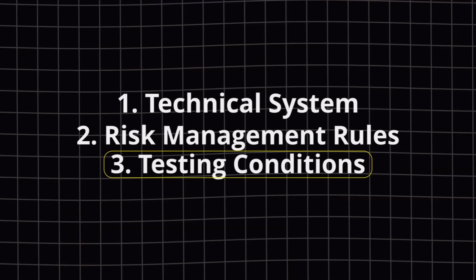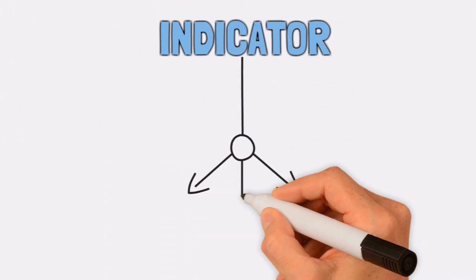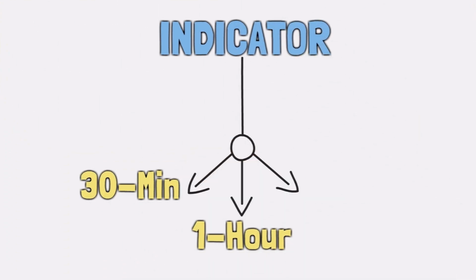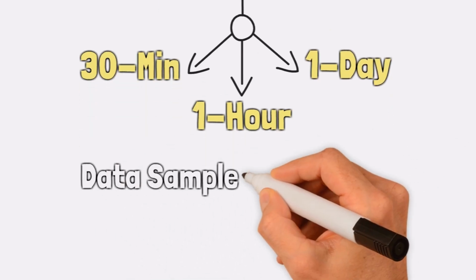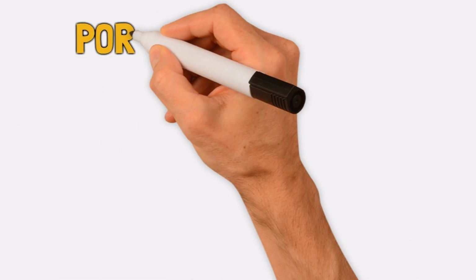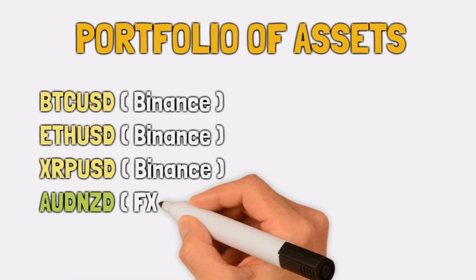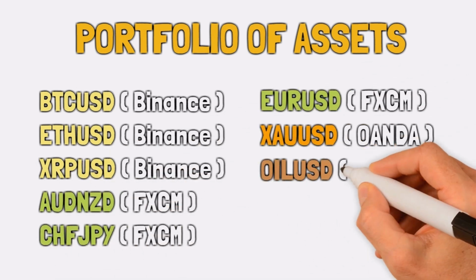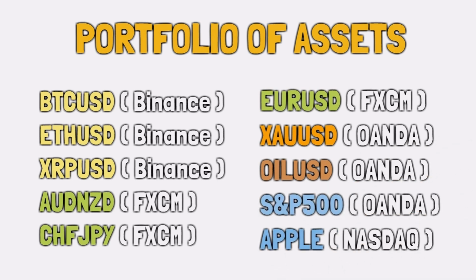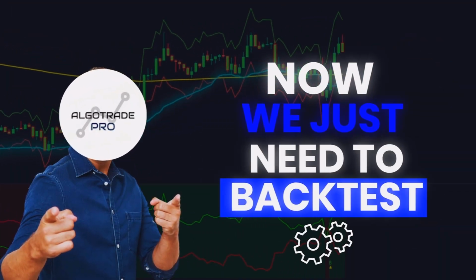And regarding the testing conditions, we'll backtest the indicator on the 30-minute, 1 hour and daily time frames using data from 2022 and 2023 across a diverse asset portfolio: Bitcoin, Ethereum, XRP, 3 currency pairs, gold, oil, the S&P 500 index and the Apple stock. And in short, these are our conditions.